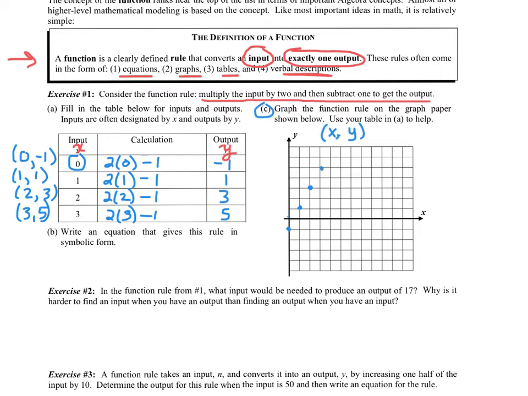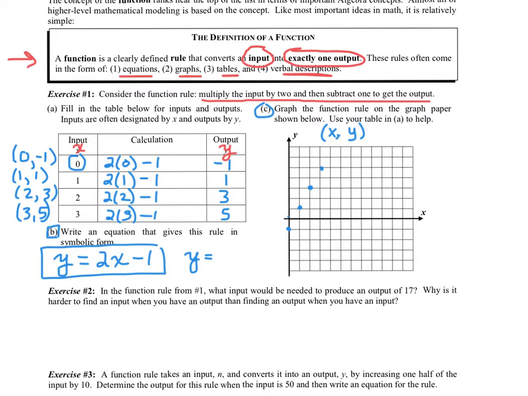And there's my point. Question B says, write an equation that gives this rule in symbolic form. So the question is, what is y equal to? What is our rule? Well, y every time is equal to 2 times the x value, take away 1. 2x minus 1, there's our rule. And very often these functions will start with y equals. Tomorrow we're going to see slightly different notation. But y equals tells us it's a function.